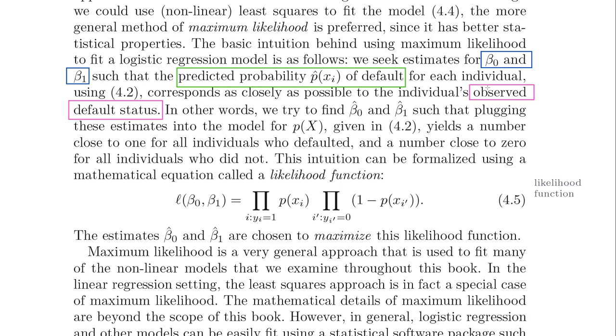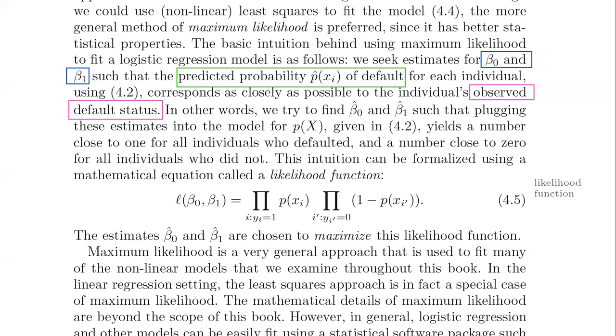In other words, we try to find beta naught hat and beta 1 hat such that plugging these estimates into the model for P of X, now, I read it as P of X, but remember, it actually means probability of default given X, given in 4.2, yields a number close to 1 for all individuals who defaulted, and a number close to 0 for all individuals who did not.